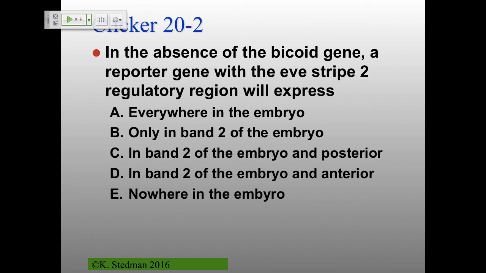So in the absence of the Bicoid gene, a reporter gene with the even-skipped stripe 2 regulatory region will express everywhere in the embryo, only in band 2 of the embryo, in band 2 of the embryo in posterior, in band 2 of the embryo in anterior, or nowhere in the embryo at all.